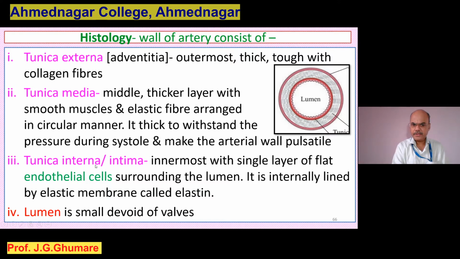Then innermost one is called tunica interna, or intima, and the one which is made up of a single layer of flat epithelial cells. These cells are called endothelial cells. And remember, they are the one which surround this particular lumen, and the one which is internally lined by an elastic membrane. This is called elastin. This red color one is the elastin, remember. So we'll have three layers here. The outer one tunica externa, middle one tunica media, and inner one tunica interna. Lumen here is without any wall. I told you this is a small lumen as compared to when we are going to compare.